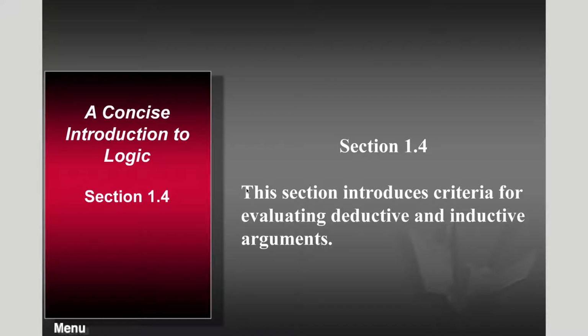So let's go through this. This section introduces criteria for evaluating deductive and inductive arguments. We're going to do this in a different way if you go that far, by looking at fallacies in chapter 3, and by testing for validity through Venn diagrams, and then using truth tables. Those are the ways to test for validity or invalidity.